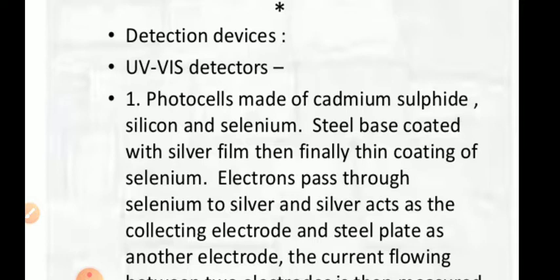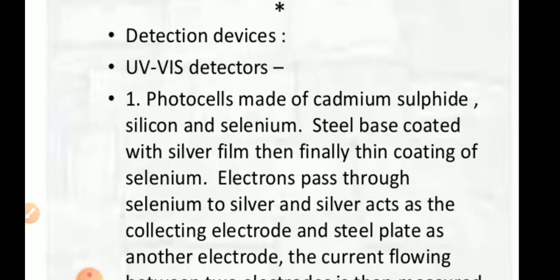What does a photocell consist of? It consists of a steel base coated with a silver film, sometimes gold also, and finally there is a thin coating of selenium. So we have a steel base or a copper base on which there is a selenium layer, then there is a barrier cell, and then a coating of either gold or silver. Electrons pass from selenium to silver, not in a reverse direction.